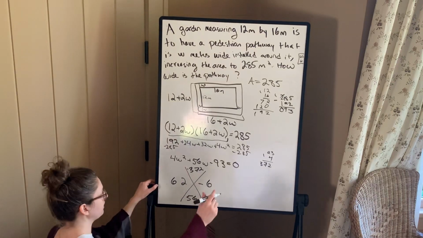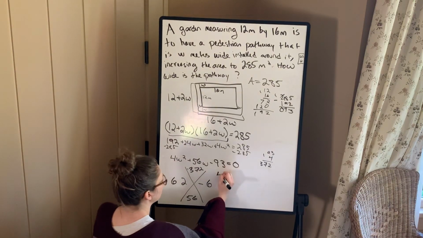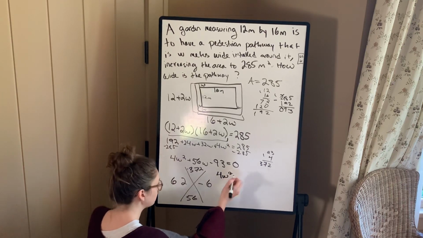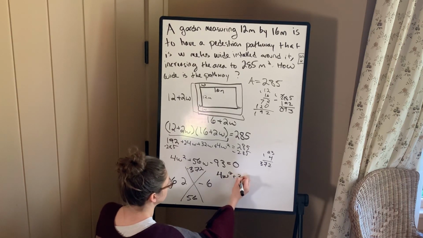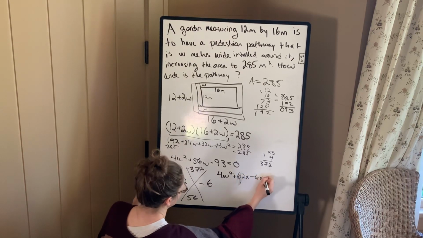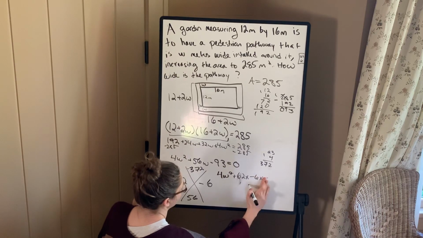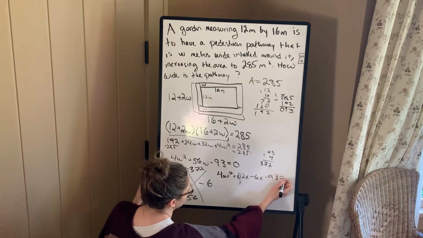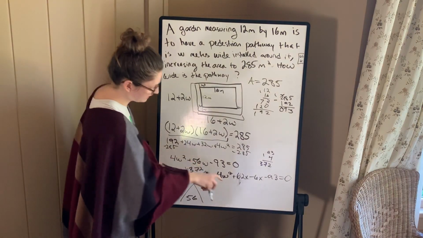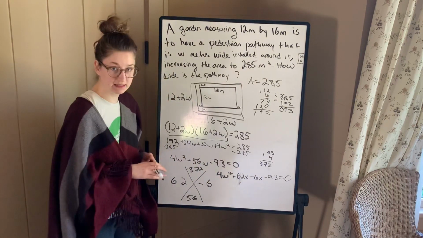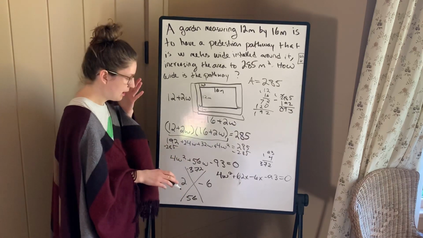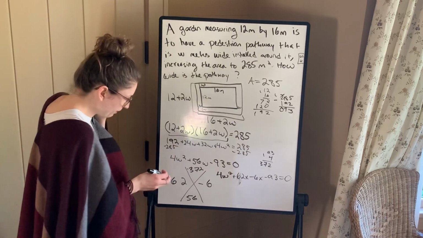Now I'm going to rewrite this using grouping. So 4 times 4w squared plus 62x minus 6x plus, minus 93 equals 0. So all we did was rewrite the 56 as 62x minus 6x, but we know that that's going to help us because of this whole x method. Now we can factor by grouping.